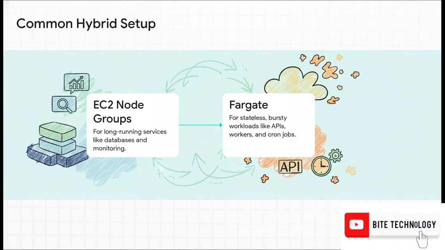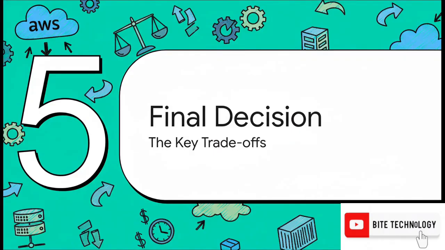You set up a group of EC2 nodes for your steady, long-running stuff, things like your monitoring tools or maybe a stateful database. Then you set up a Fargate profile to automatically handle all the other stuff, your stateless web APIs, your bursty background jobs, all that. You end up with the best of both worlds. The cost savings and control of EC2 for the things that need it, and the hands-off, magical scaling of Fargate for everything else. All right, so let's bring this all home.